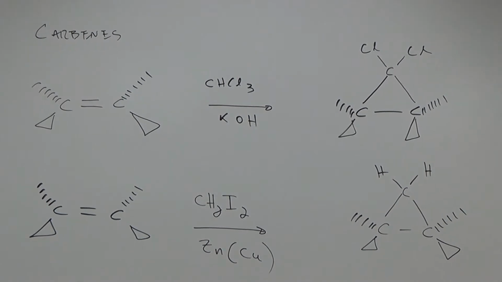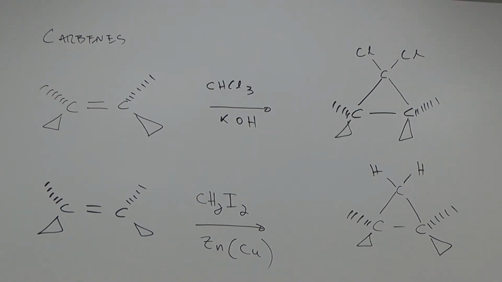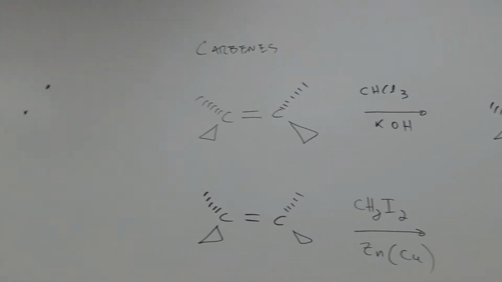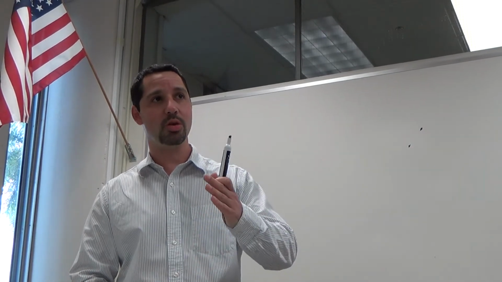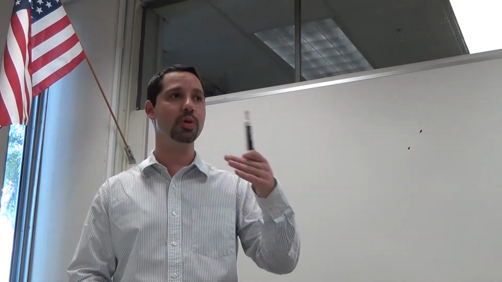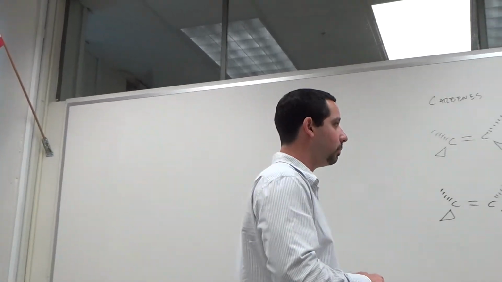Now, I did not give you reactions that are synthesis of alkenes, yes? I did not give you reactions in which we make an alkene. I just gave you reactions of alkenes, yes? Even though they're in the book, we're going to do those reactions that produce alkenes when we do eliminations. Okay?